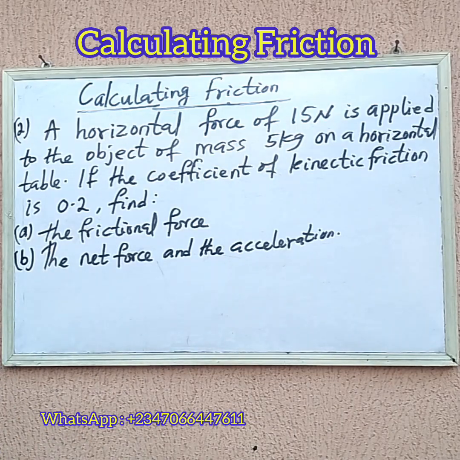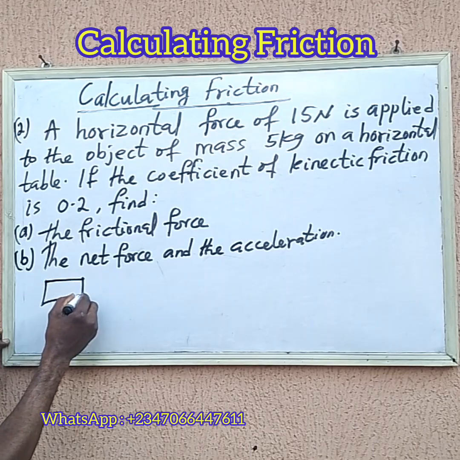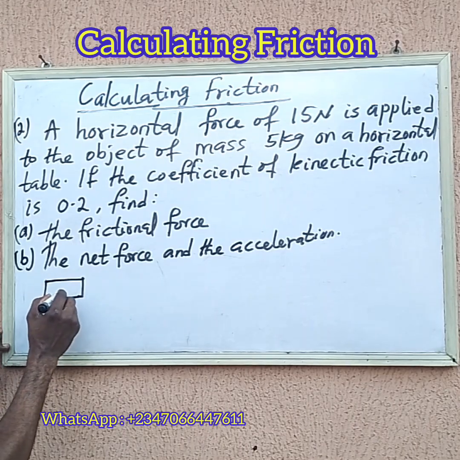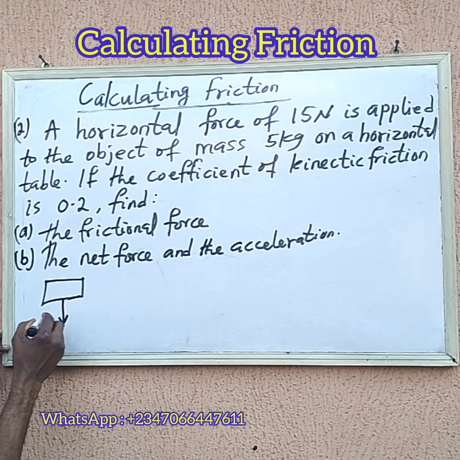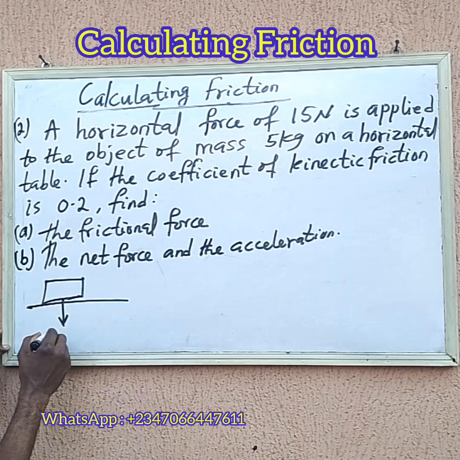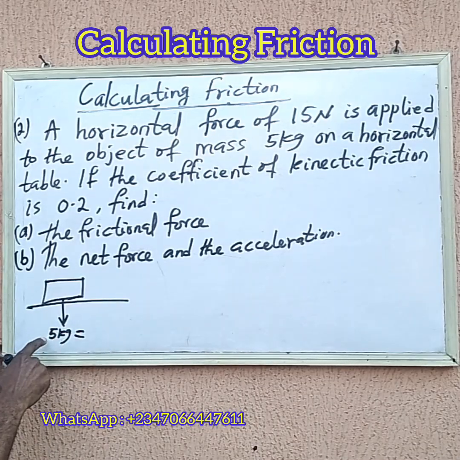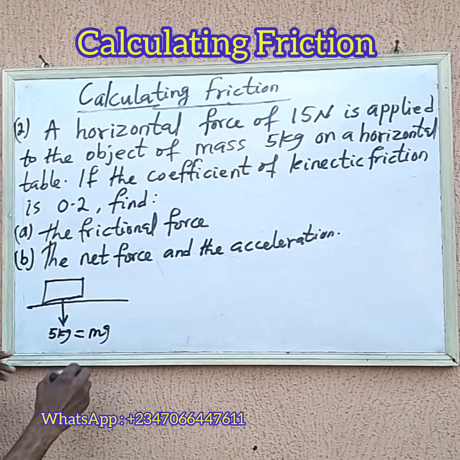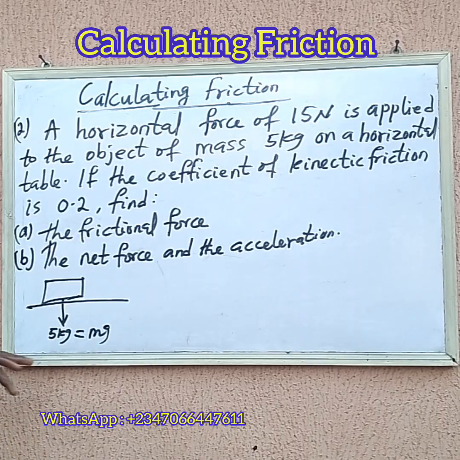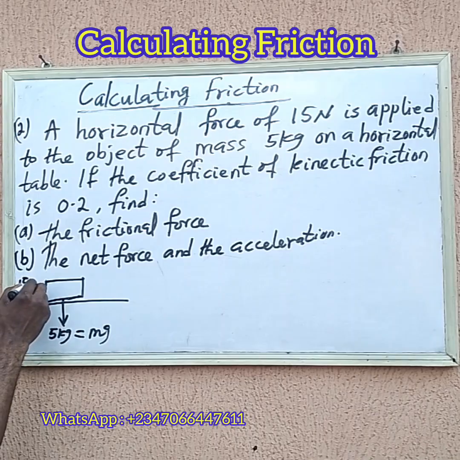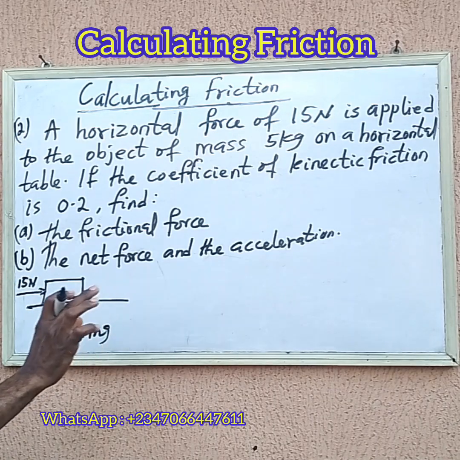Good. So let us look at the laws of friction. Let's say this is the body of 5 kg on a horizontal table. The weight of the body is mg. Now, the applied force is where the force is applied, and we are told that it is 15 Newton. 15 Newton is the applied force that will push this object.